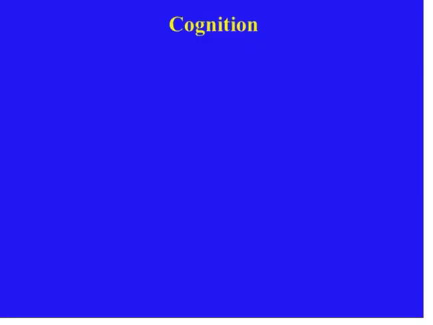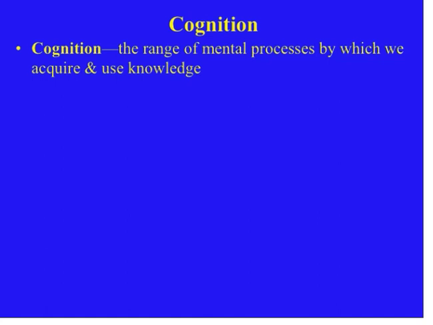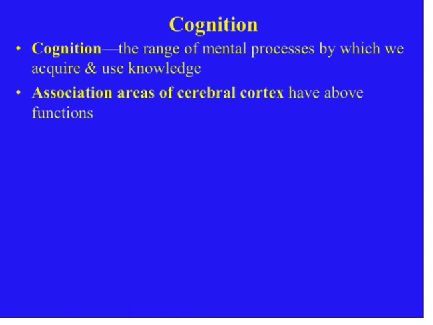Now let's talk about another of the integrative functions of the brain. Let's talk about cognition. What is cognition? It's the range of mental processes by which we acquire and use knowledge. So if you want to put a word to it, it's you thinking about stuff. Examples would be sensory perception, thought, reasoning, judgment, memory, imagination, and intuition. The association areas of the cerebral cortex have the above functions.